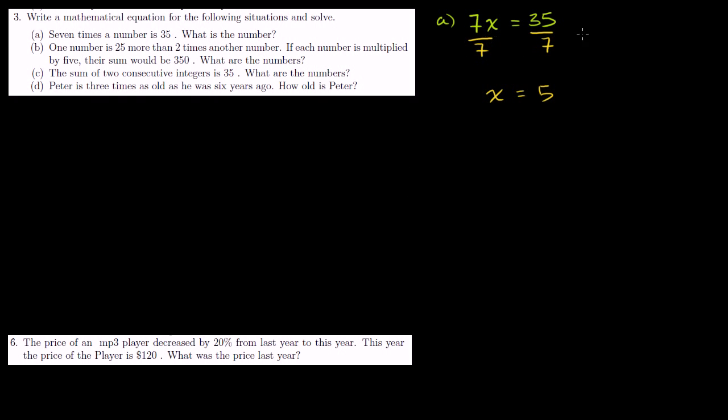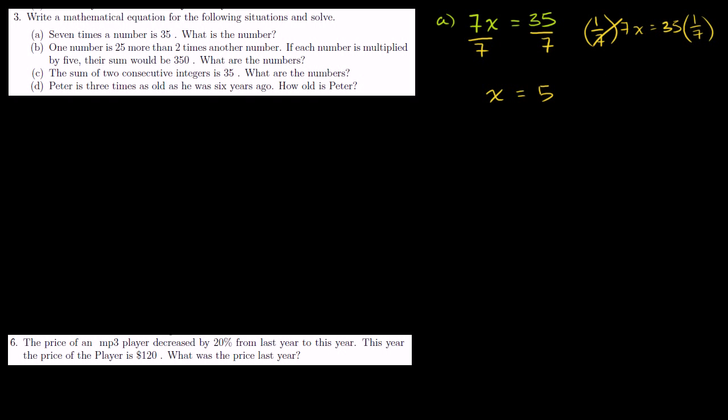The other way you could have thought about this, you could have said that this is multiplying both sides of the equation times 1/7. So 1/7 times 7x is equal to 35 times 1/7. These are equivalent ways of doing it. Either way, these would have canceled out. You would have gotten 1x is equal to 5.